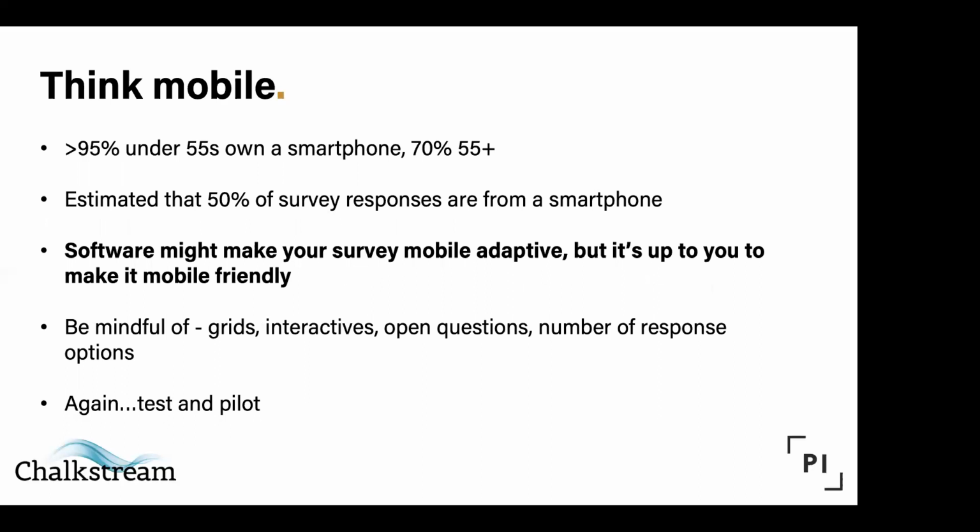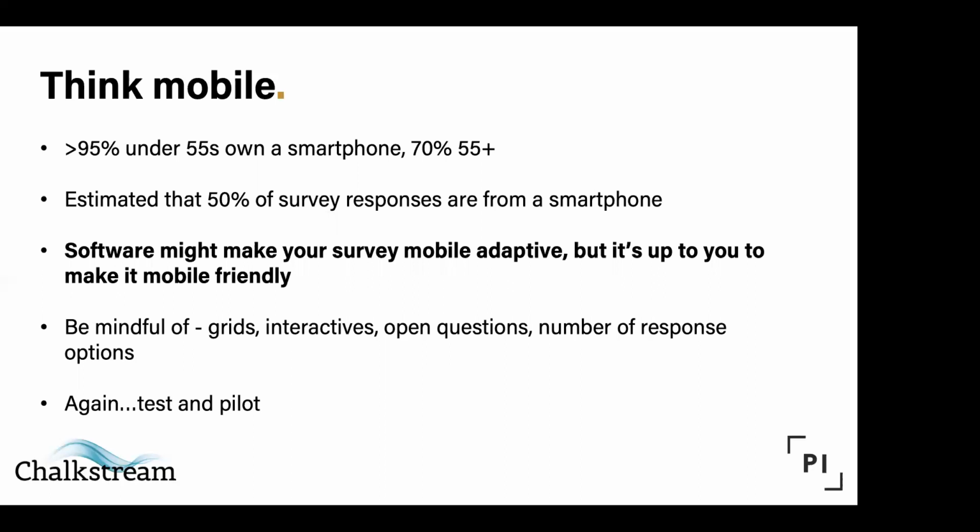Next one is around thinking about mobiles. Those top 2 stats there drill home what we probably all know to a degree, just how much smartphones are used these days, but also how much they're used for survey responses. And this in bold is the key point for me: every survey software will tick that box and say that they're mobile adaptive, but it doesn't mean that your survey is going to be mobile friendly. They're the kind of decisions and design choices that you've got to make.